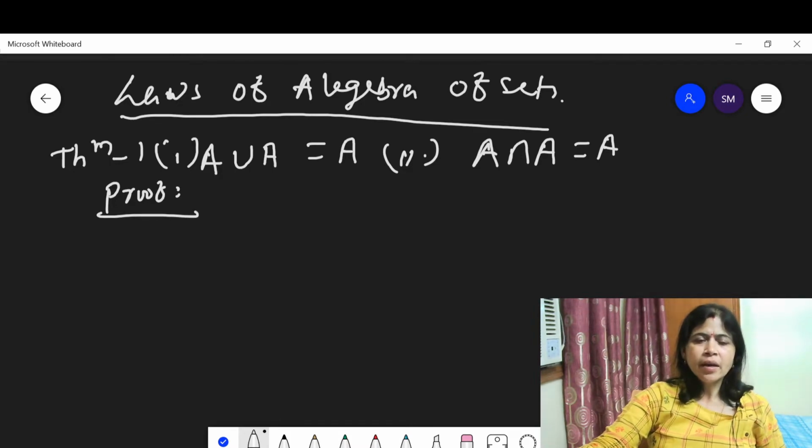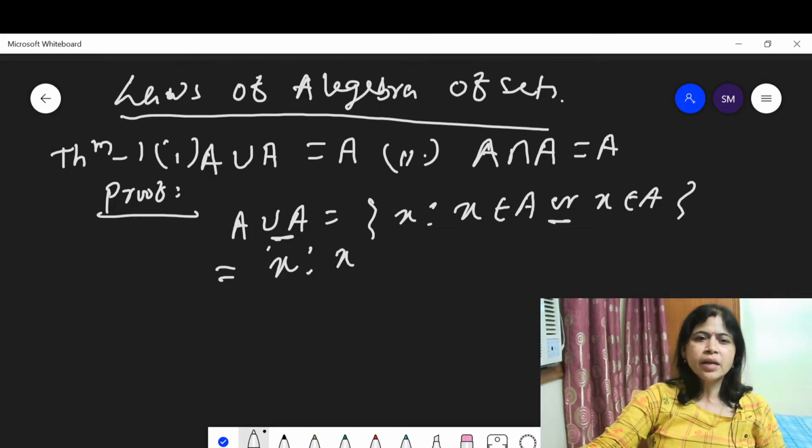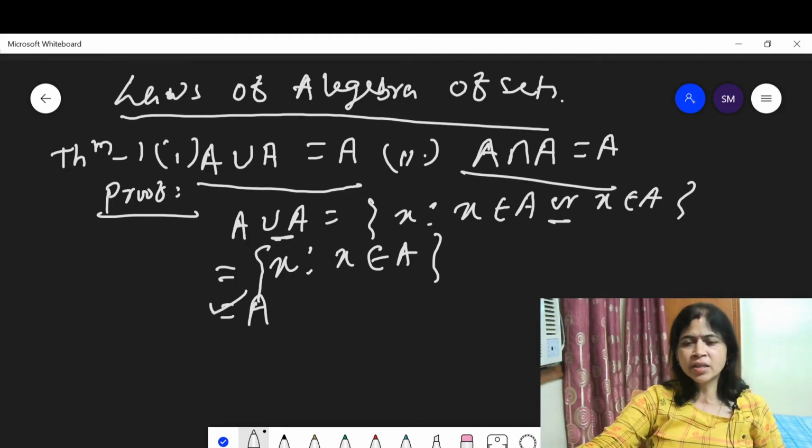Suppose we take A union A, which means x is such that x belongs to A or x belongs to A. Union means OR, which implies x is such that x belongs to A. This is set A. Hence we prove that A union A is A. Then let us prove A intersection A is A.